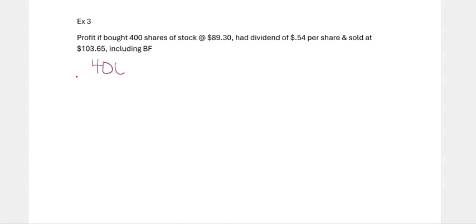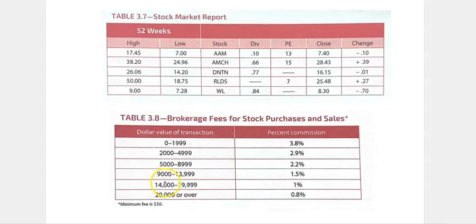So I'm going to say 400 shares times $89.30 per share. When I multiply those two numbers together, it cost me $35,720. But now I've got to figure out my brokerage fee. So I've got to go look at the chart and see which percentage I use. Well, $35,720 is over $20,000. So I need to pay a 0.8% brokerage fee.